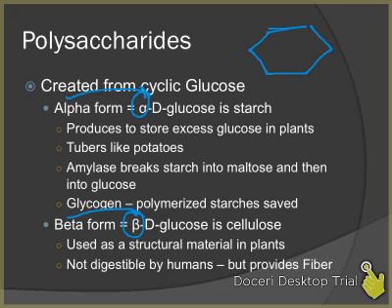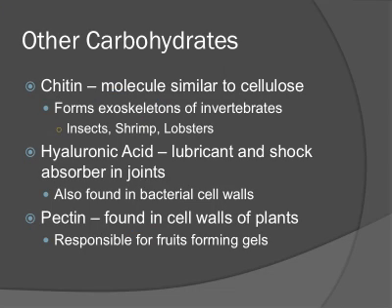Some other carbohydrates that deserve mentioning is chitin. This is a molecule that is very similar to cellulose. Organisms use chitin to make exoskeletons of invertebrates. This is what insects have, or shrimp, or lobster. This is what protects them, because they don't have bones and so they don't have any way to protect their organs. Instead they have this exoskeleton which serves as their protection.